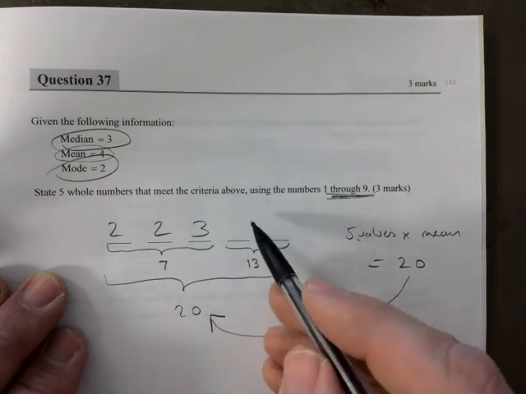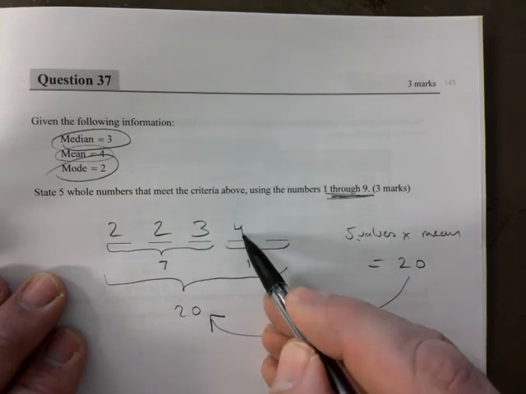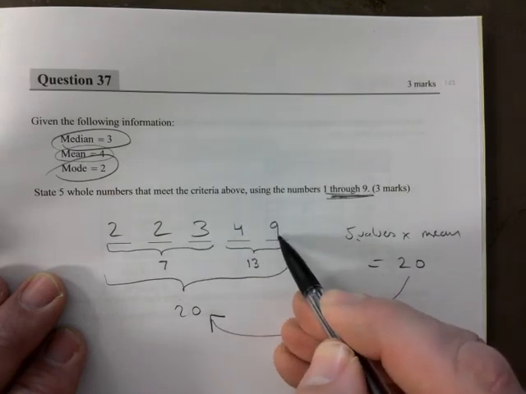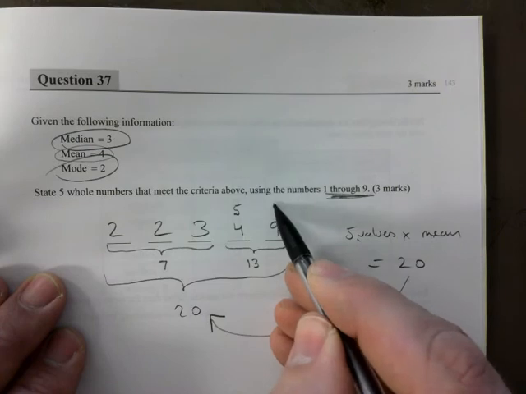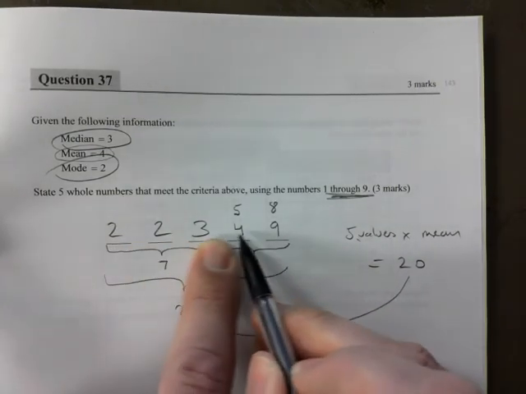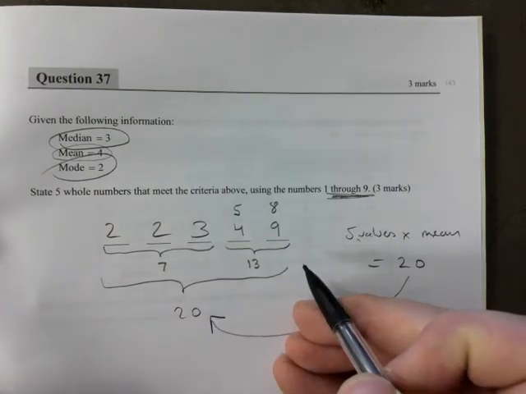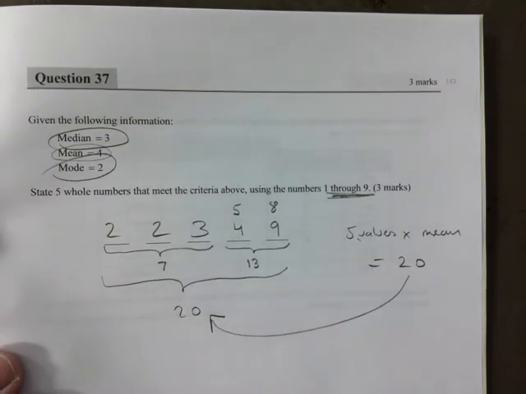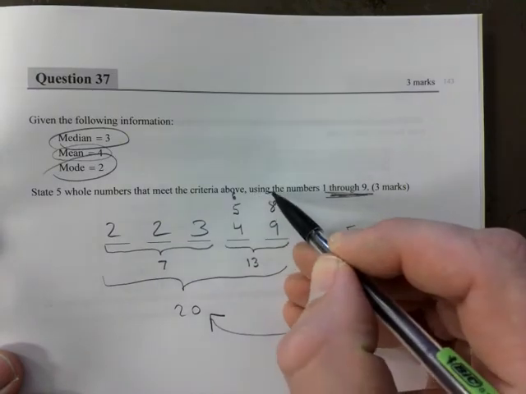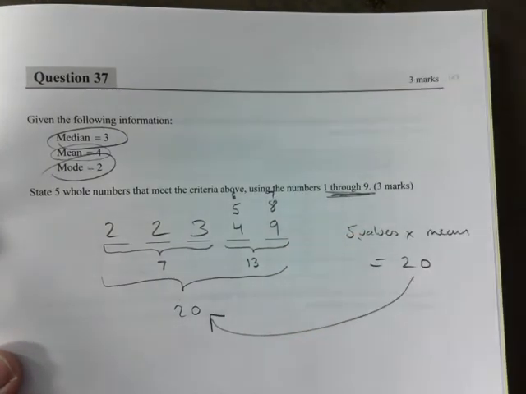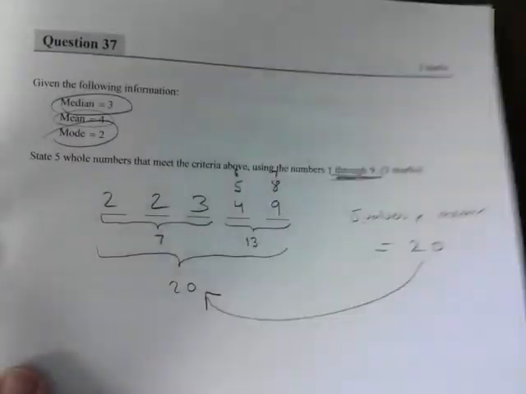So you can do 4 and 9, or you can do 5 and 8, but make sure they're in ascending order. Otherwise, it's wrong. Okay. 7 and 6 would work too, so 6, 7. So any one of those would work in that case.